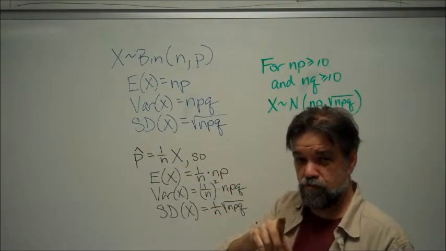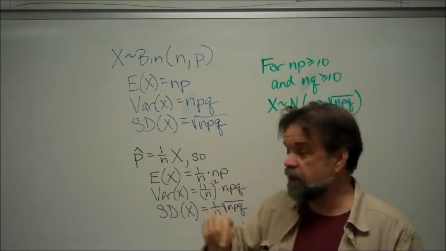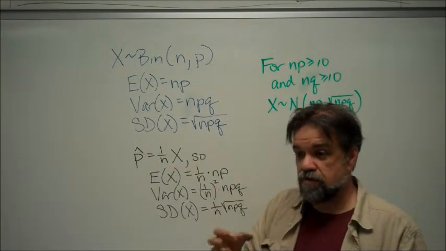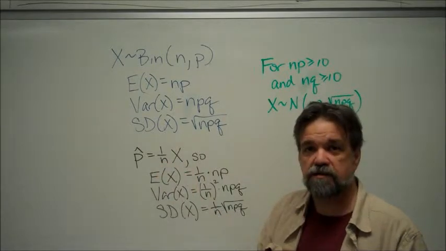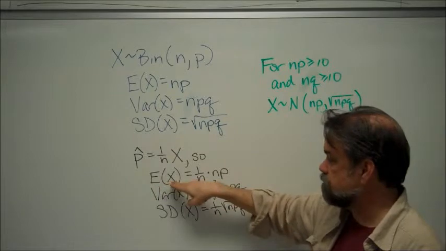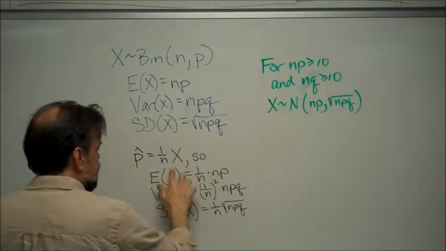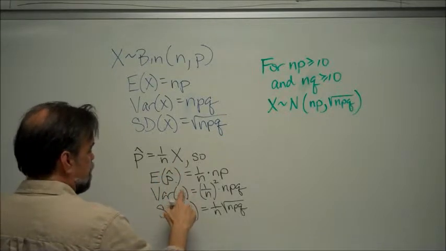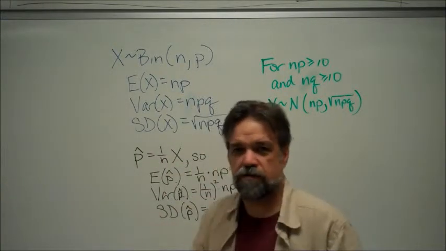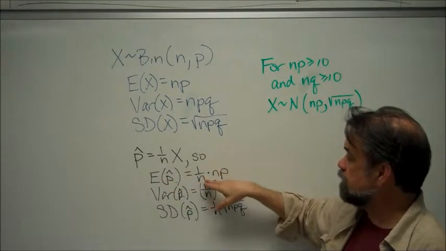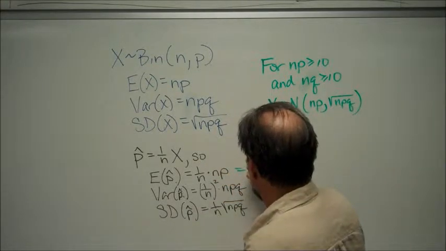Now, if you think back, we also learned that when you multiply a random variable like x times a constant like 1 over n, you can calculate the mean, variance, and standard deviation of this 1 over n times x. Okay? So what we find is that the expected value of p hat, I'm sorry, I was trying to write the expected value of p hat, is 1 over n times the expected value of x. In other words, 1 over n times np. Well, shoot, that's just p.